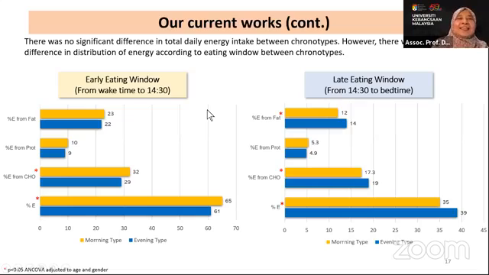All right. And there's no significant difference in total daily energy intake between chronotypes. This is consistent with a few previous studies. However, there was a significant difference in distribution of energy according to the eating window between the chronotypes. The morning chronotype tends to consume more percentage of energy and carbohydrate in the early eating window, and the evening chronotype tends to consume more calories and carbohydrate and fat during the late eating windows.